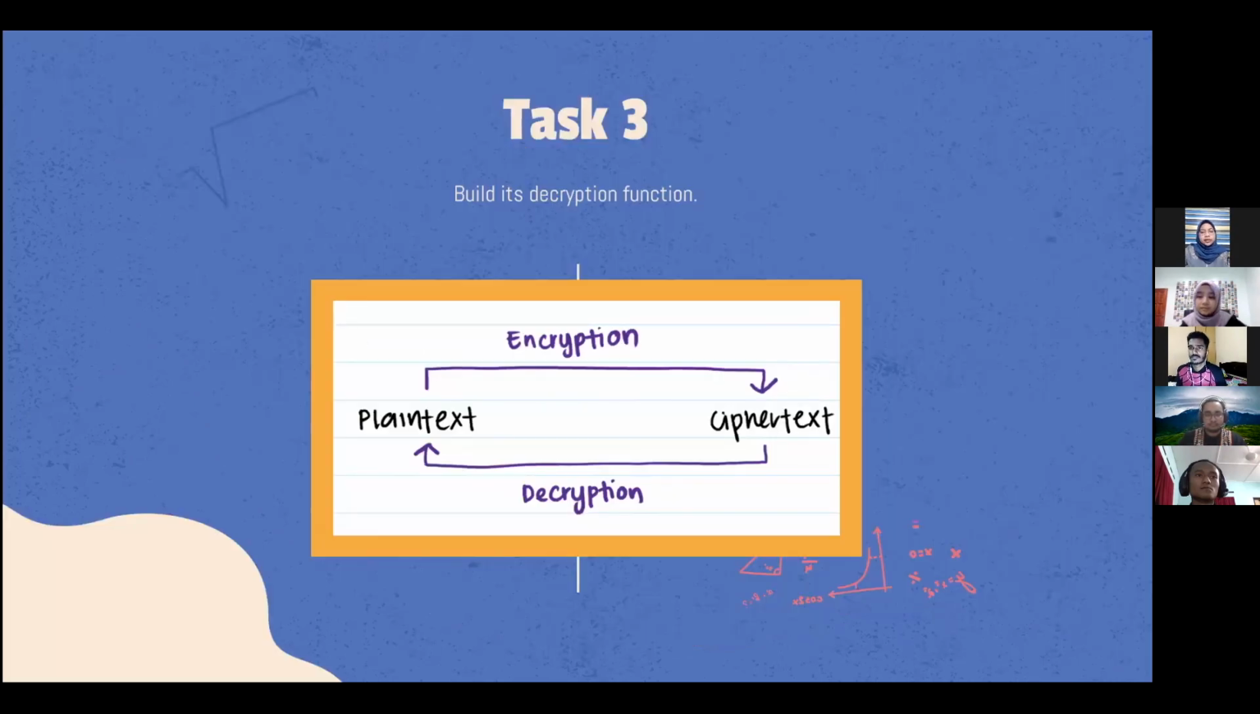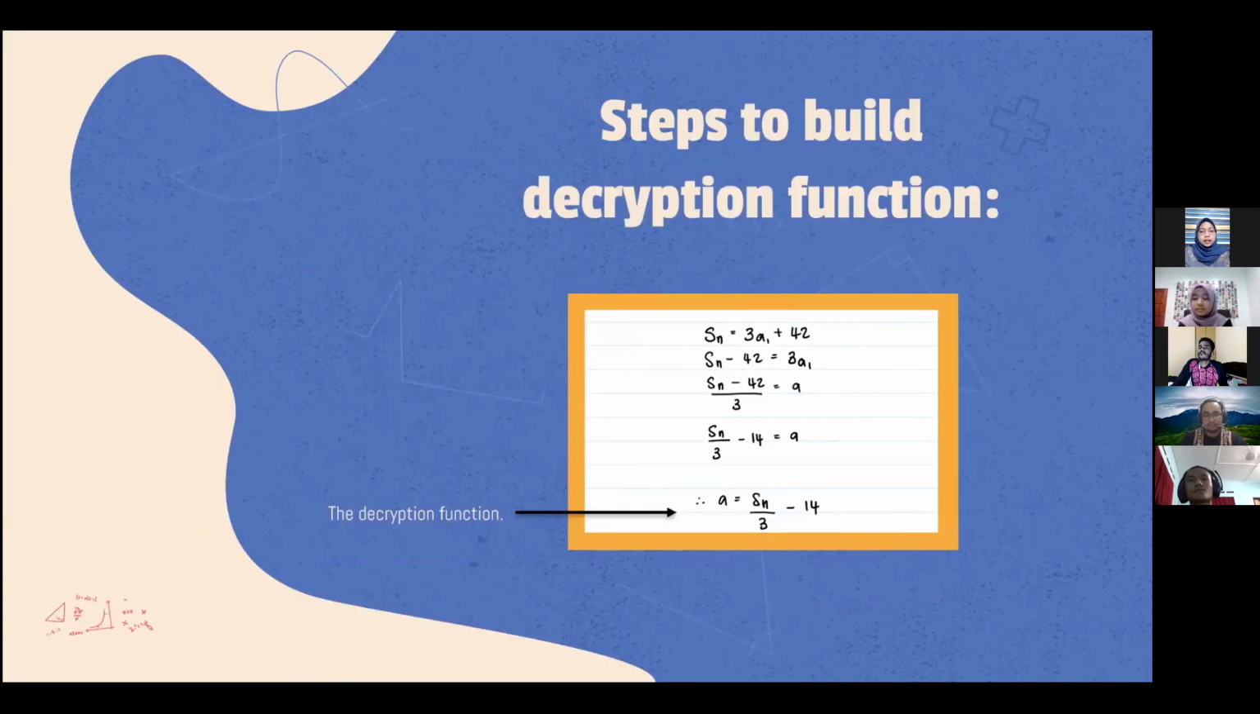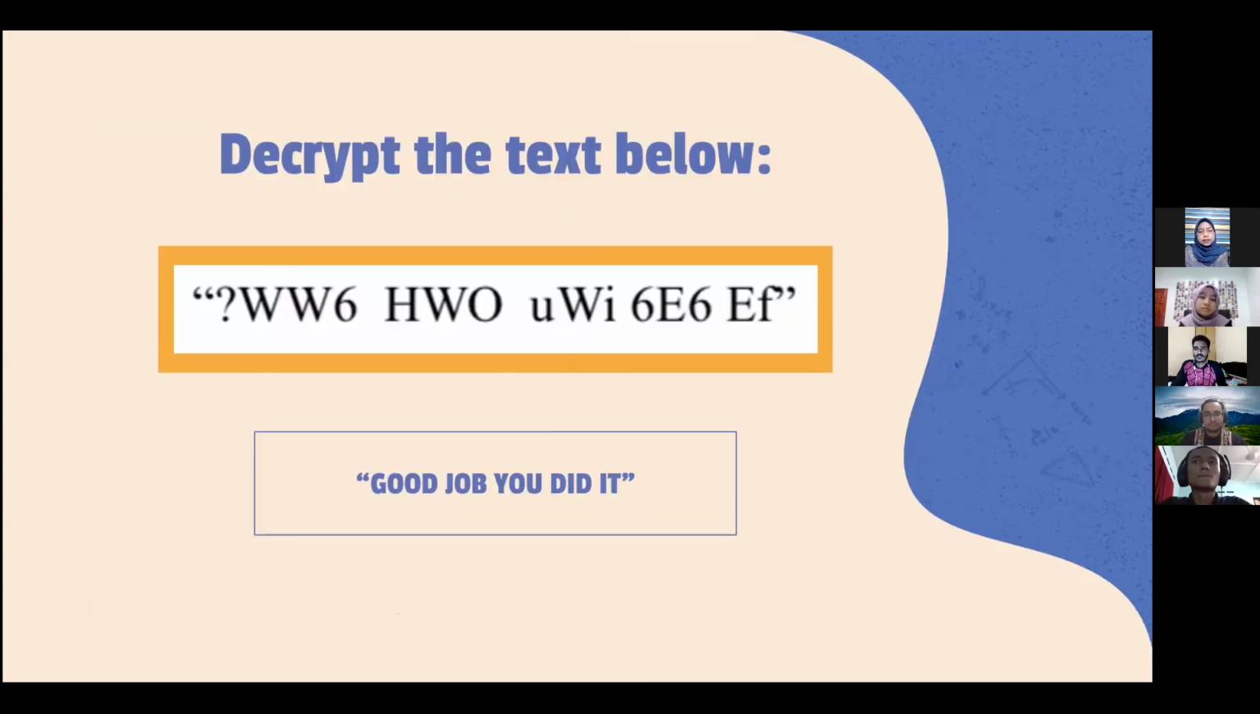For this task, we need to build a decryption function based on Task 2. Decryption is the process of transforming the unreadable ciphertext back to its original plain text so that it can be read. So we just need to reverse the formula from Task 2. We take the formula from Task 2, which is Sn equals 3A plus 42. For this task, we reverse the formula and make A the value we need to find. So A equals Sn divided by 3 minus 14. That's it for 3a.